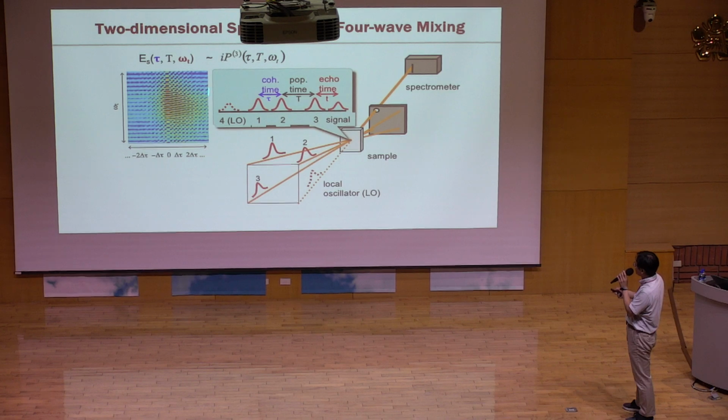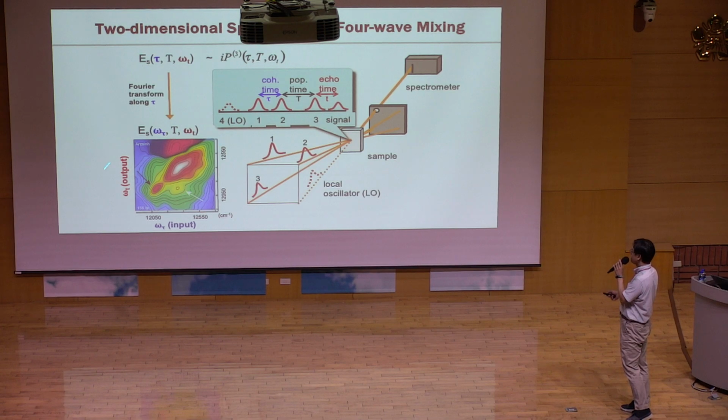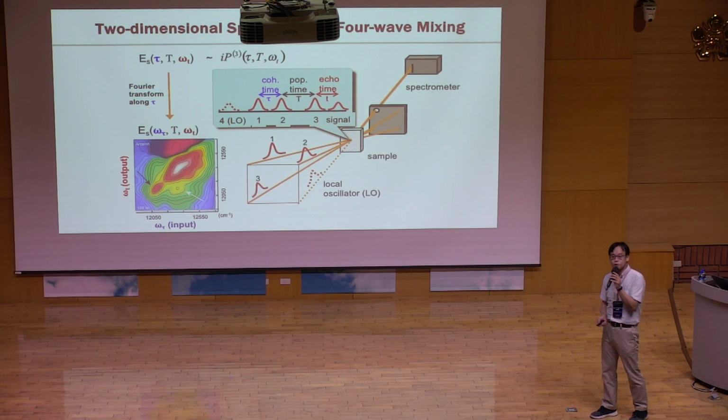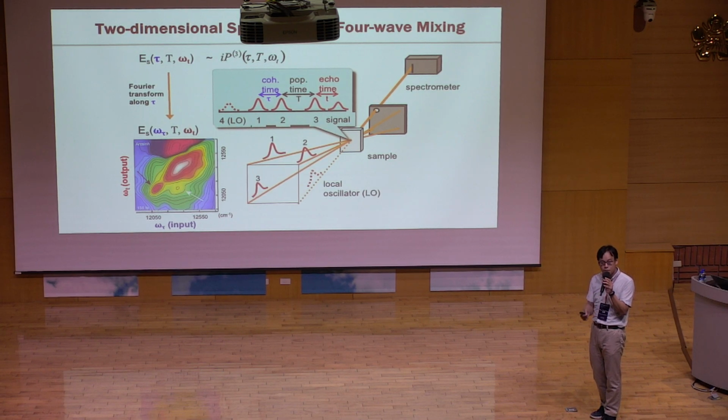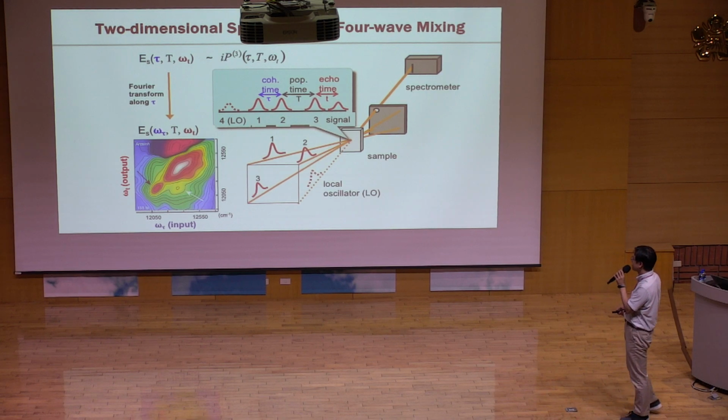a map like this. So this is the scanning of coherence time. For each coherence time, you have a heterodyne detected spectrum. And then you Fourier transform along this tau, and you get a two-dimensional spectrum. So this two-dimensional spectroscopy contains very much information on the dynamics of a system.